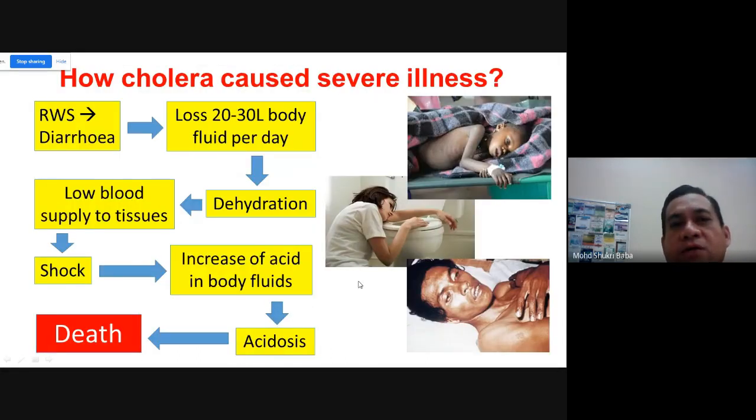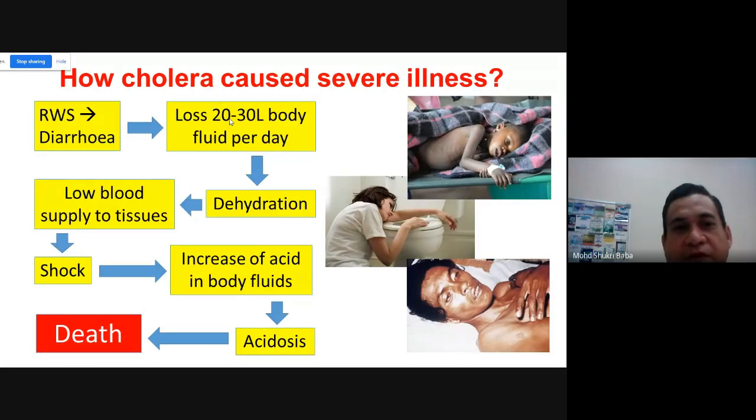So how does cholera cause severe illness? So RWS, rice water stool, akan menyebabkan diarrhea, and then you lose up to 20 to 30 liters of body fluid per day. So dalam masa sehari awak boleh kehilangan up to 20 liter, kata ke 30 liter body fluid. Jadi very very severe dehydrated. Alright, so satu botol mineral yang besar tu 1.5 liter. So agak-agak berapa botol awak kehilangan untuk mencecah 20 to 30 liters. So, okay, it's very bad.